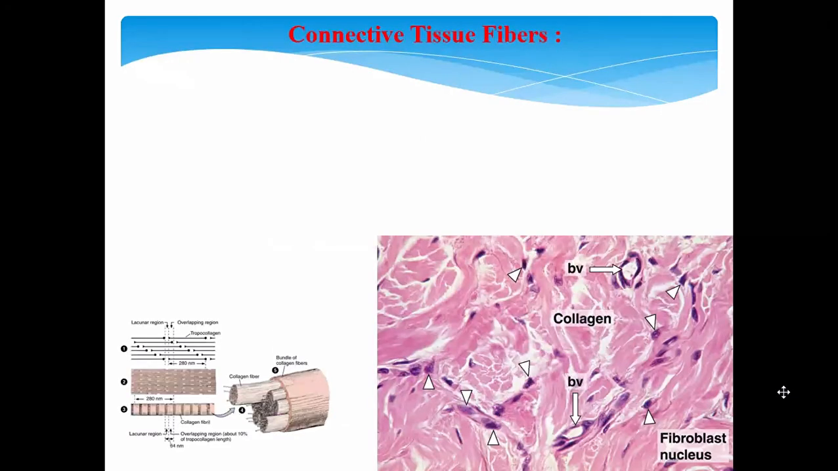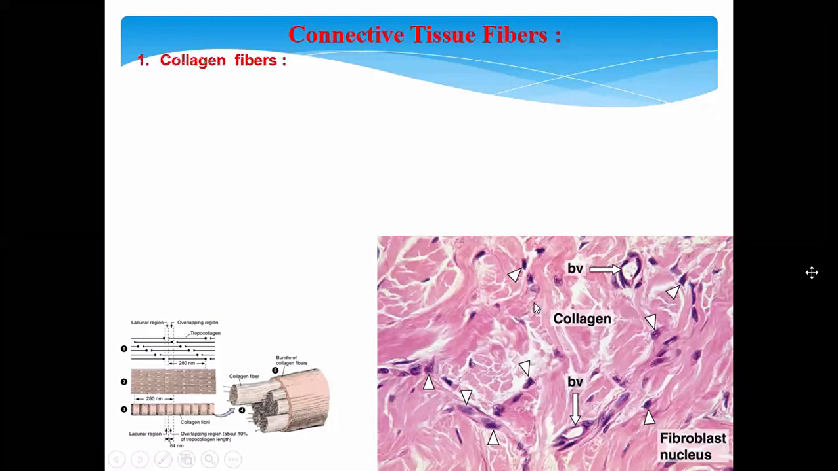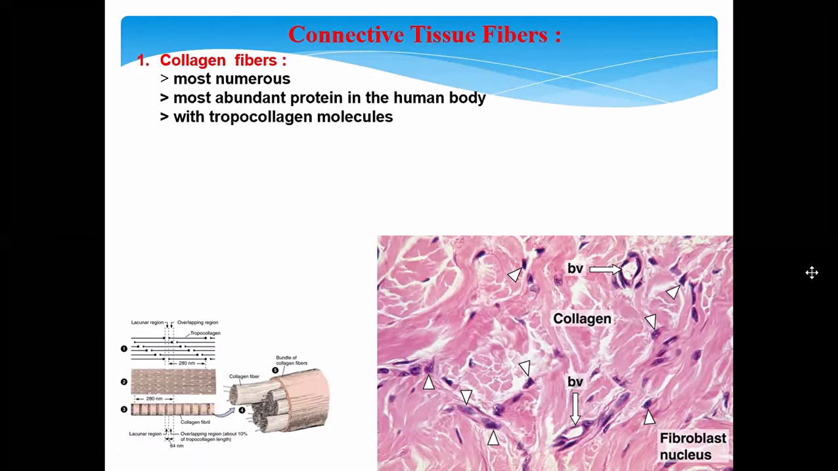Then the connective tissue fibers here illustrated. You have here the collagen. These are the collagen fibers. So those are collagen fibers, all that. Collagen is the most numerous, most abundant protein in the human body, with tropocollagen molecules.